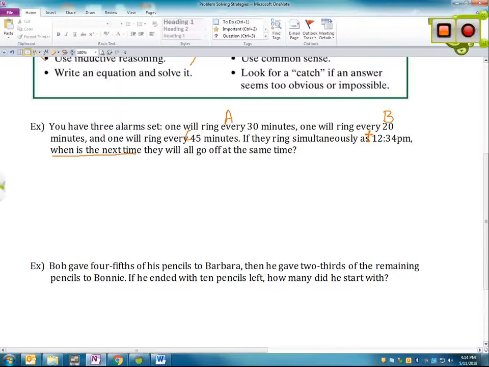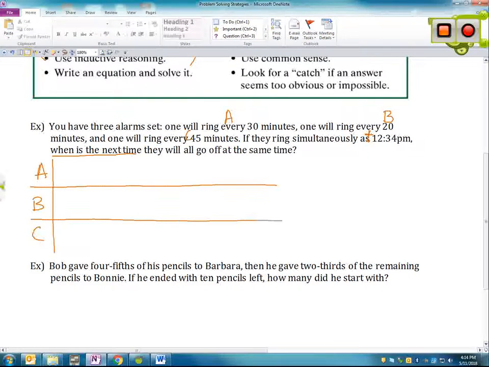And then I'm going to make a table this way. A, B, C. Okay. And I will be filling in how often each of them rings. Okay, and we know that they all start at 12:34 p.m.